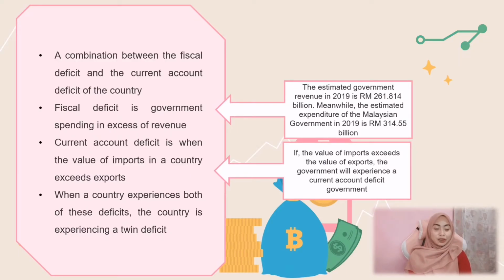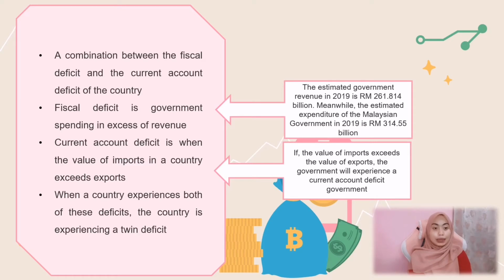The twin deficit is a combination of the fiscal deficit and the current account deficit of the country. These two things must happen at the same time to be termed a twin deficit. First of all, we need to know what a fiscal deficit is. Fiscal deficit is government spending in excess of revenue.